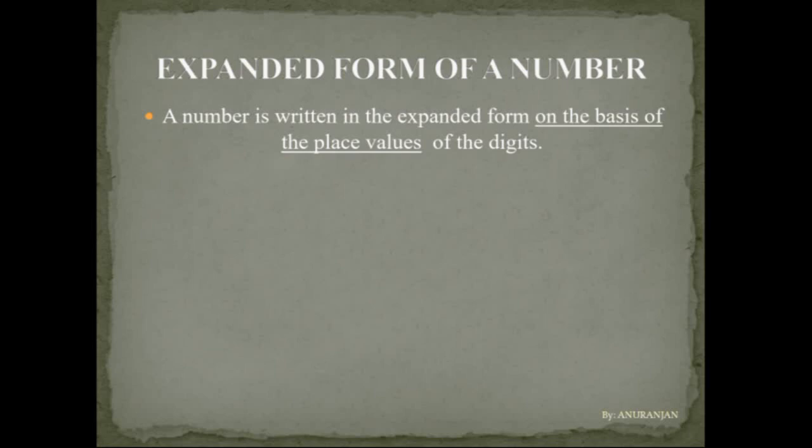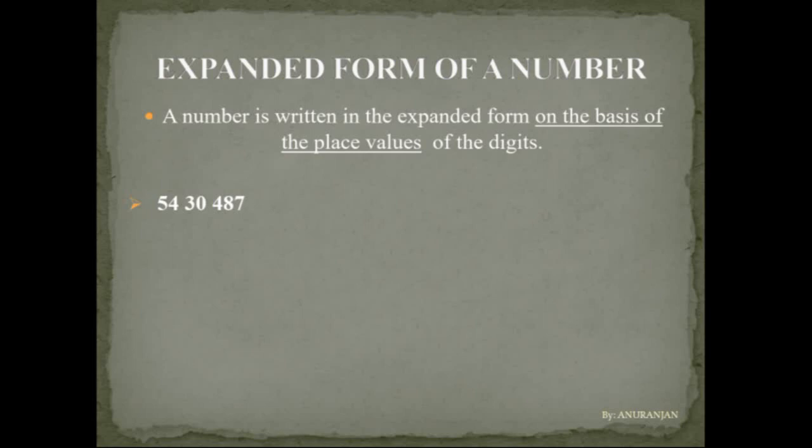Expanded form of a number. Now what is this expanded form? A number is written in the expanded form on the basis of the place values of the digits. So using the place values, we can expand a number. Let's take for an example 54,30,487. Now remember the definition. On the basis of the place values, with the help of it, we can expand any number.